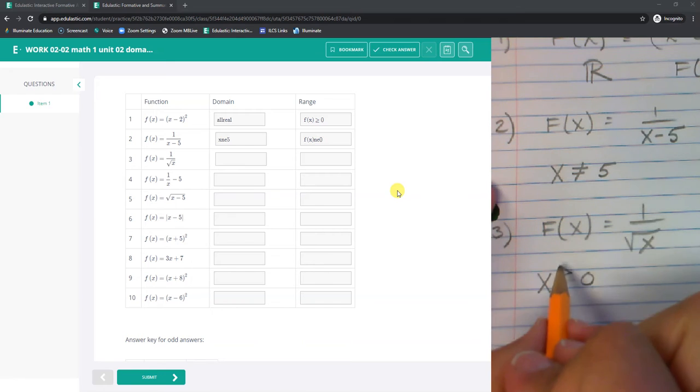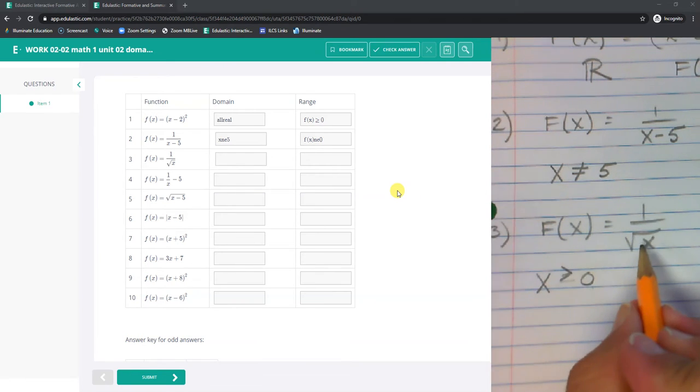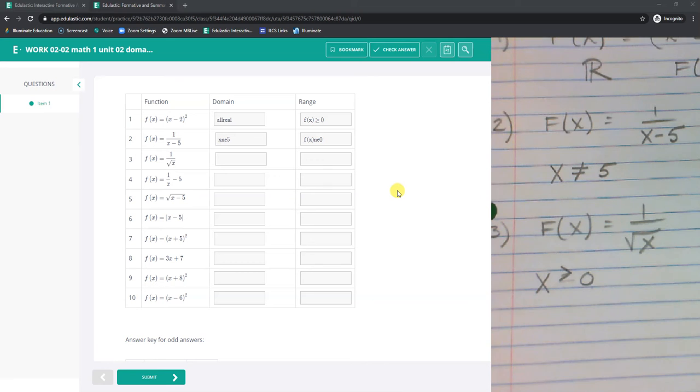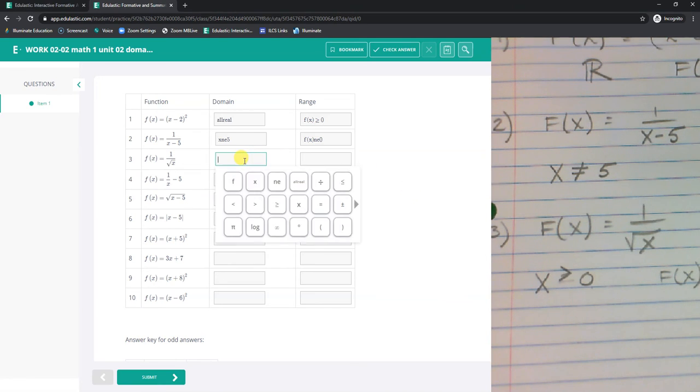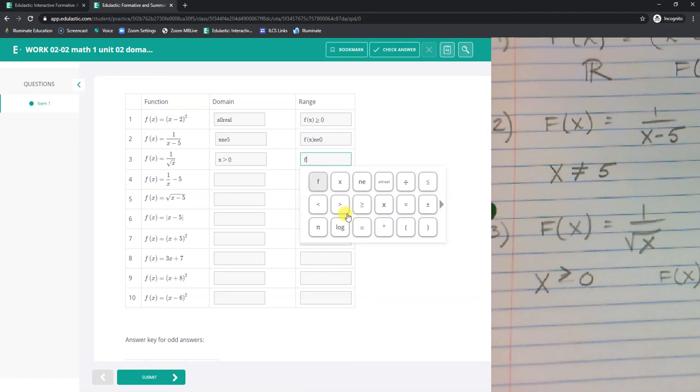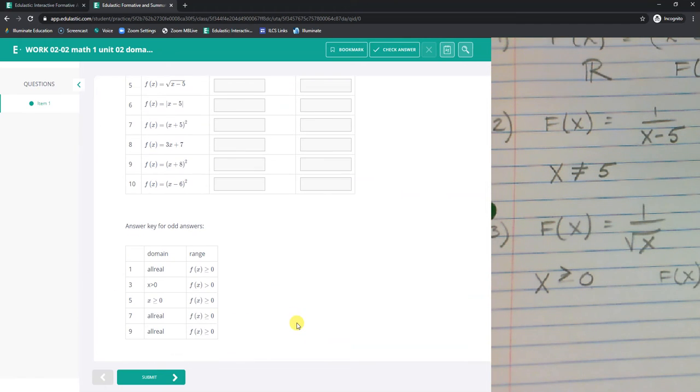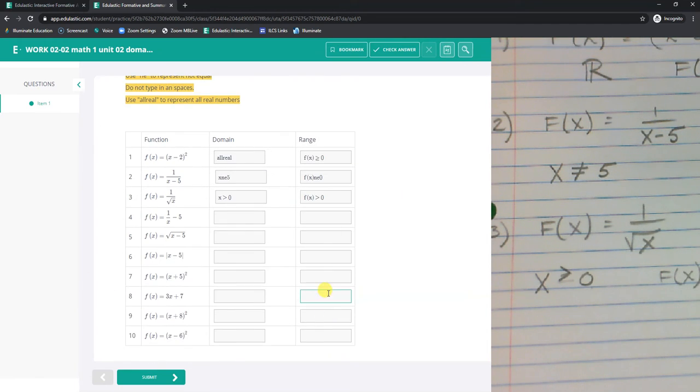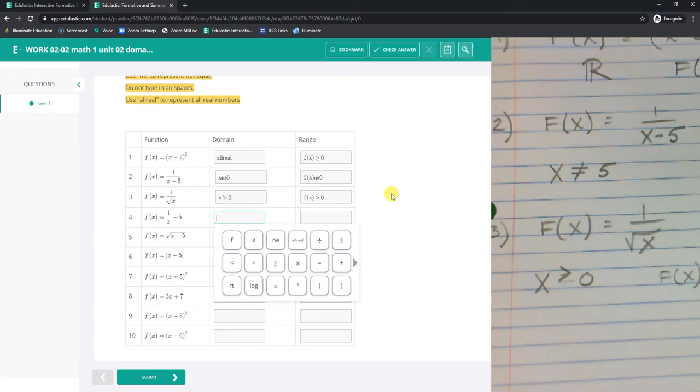So x is greater than 0. And what can come out of this is only positive numbers. So f of x is greater than 0 also. So what was it? x is greater than 0, f of x is greater than 0. Check with the answer key. x is greater than 0, f of x is greater than 0. Perfect.